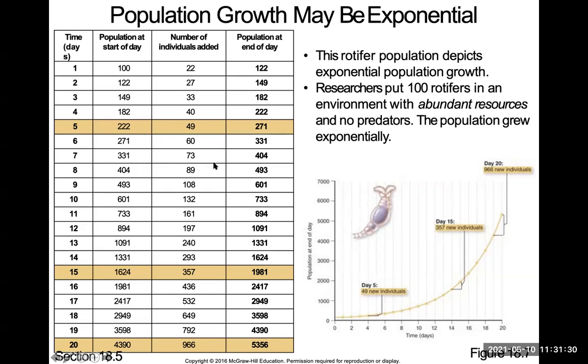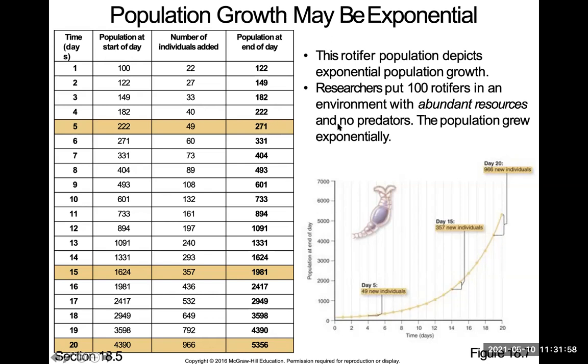I'm not going to go over the whole chart, just maybe the highlighted parts. At day 5, you have 271. At day 15, you have 1981. And then at day 20, you have almost 5,000 total with the reproduction. So what this tells you is it's going to give you this J-shaped curve. It tells you that the rotifer population is growing exponentially. It's just growing and growing and growing.